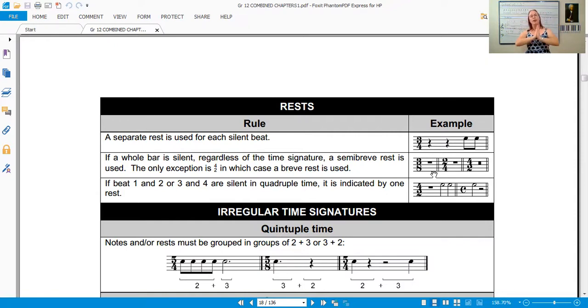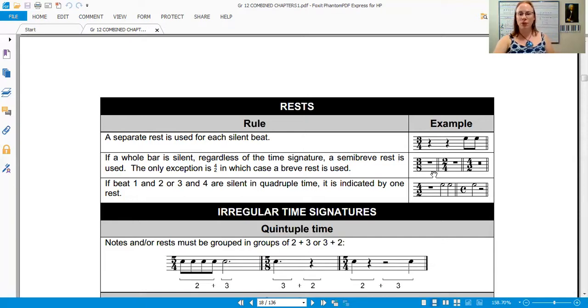Again, the only exception there is when you have a quadruple time signature and beats 1 and 2 rest, you can put it together as one rest. Also, when it gets to beats 3 and 4, you can put it together as one rest, but you can't do the same in the middle for beats 2 and 3.